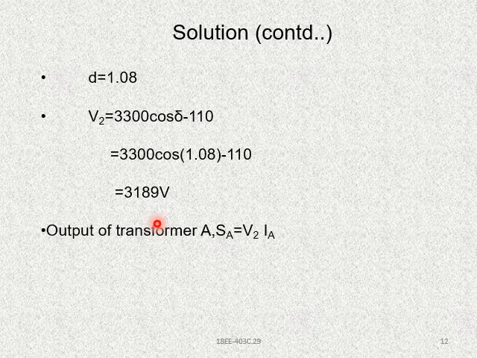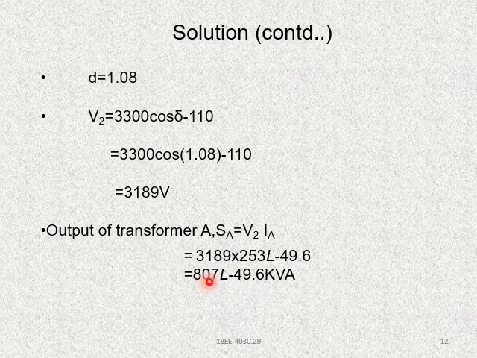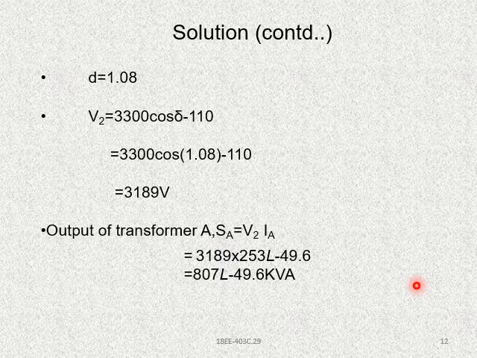And then the output of transformer A is SA, equal to V2 into IA. That V2 is 3189 into IA, which is 253 at an angle of minus 49.6. That gets 807 at an angle of minus 49.6 kVA. Just make a note of that.